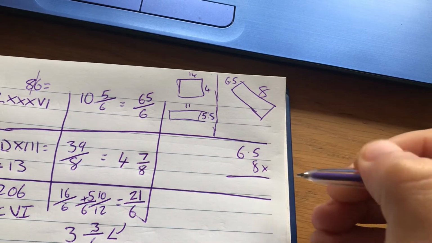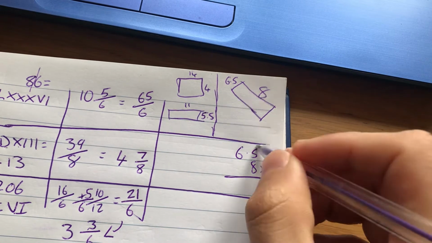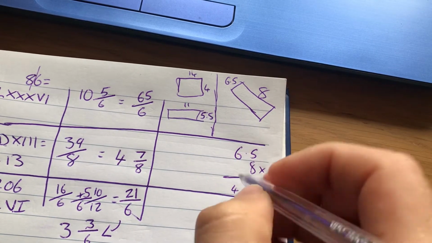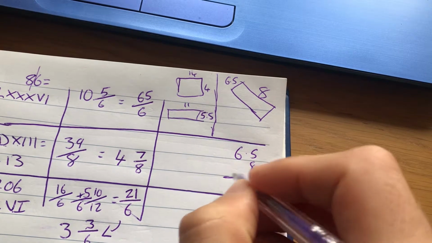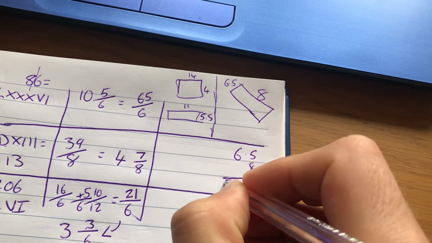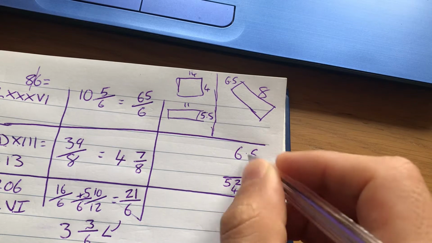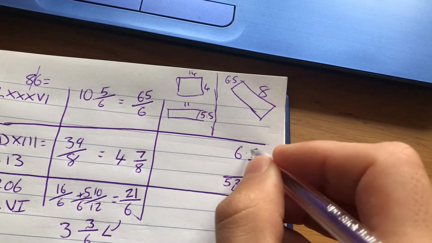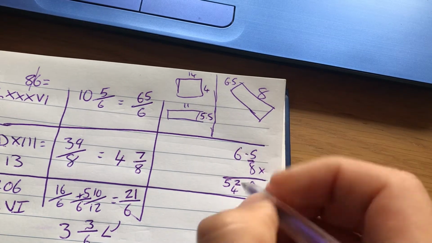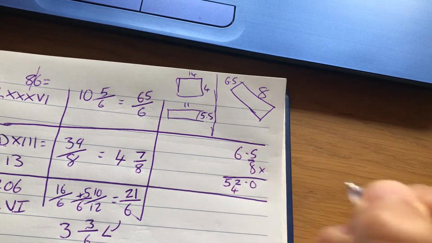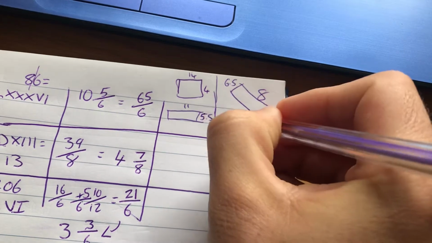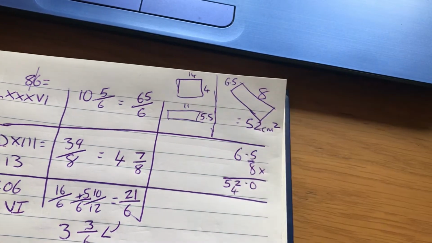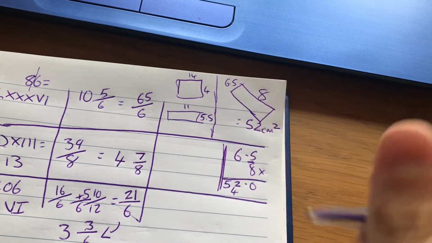Don't forget when you're using decimals, just forget the decimal for a minute. So 8 times 5 is 40. 8 times 6 is 48. Add 4 is going to be 52. And then there's one digit after the decimal. So, one digit after the decimal in the answer. So, this one is 52, what are we in, centimetres squared. So that's that one there.